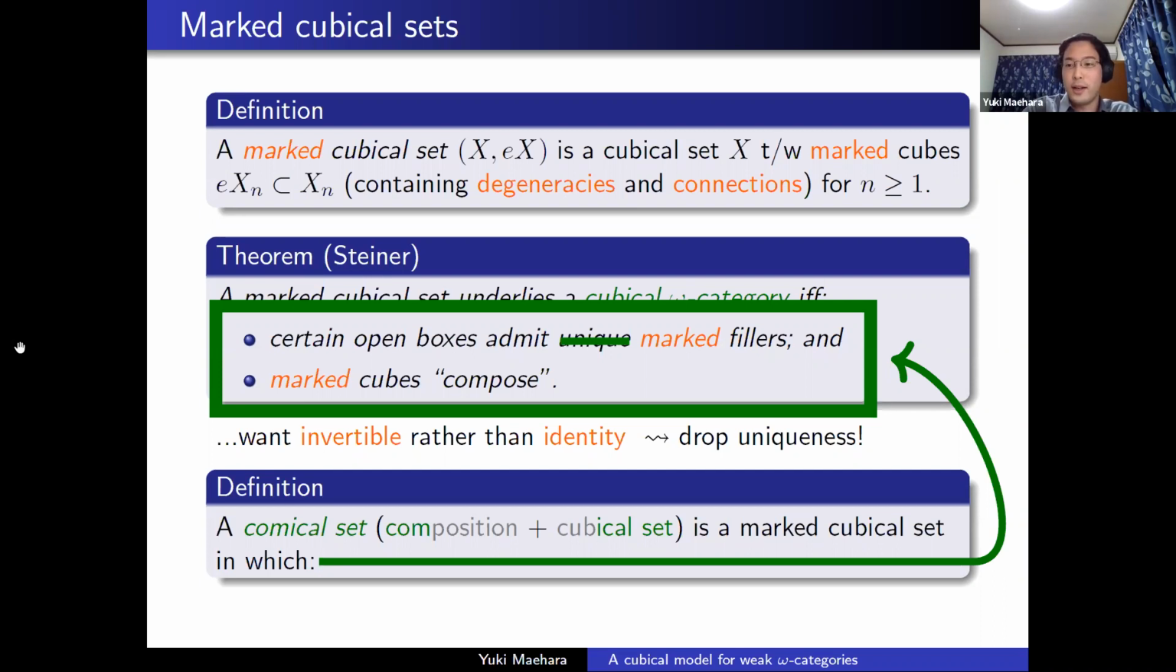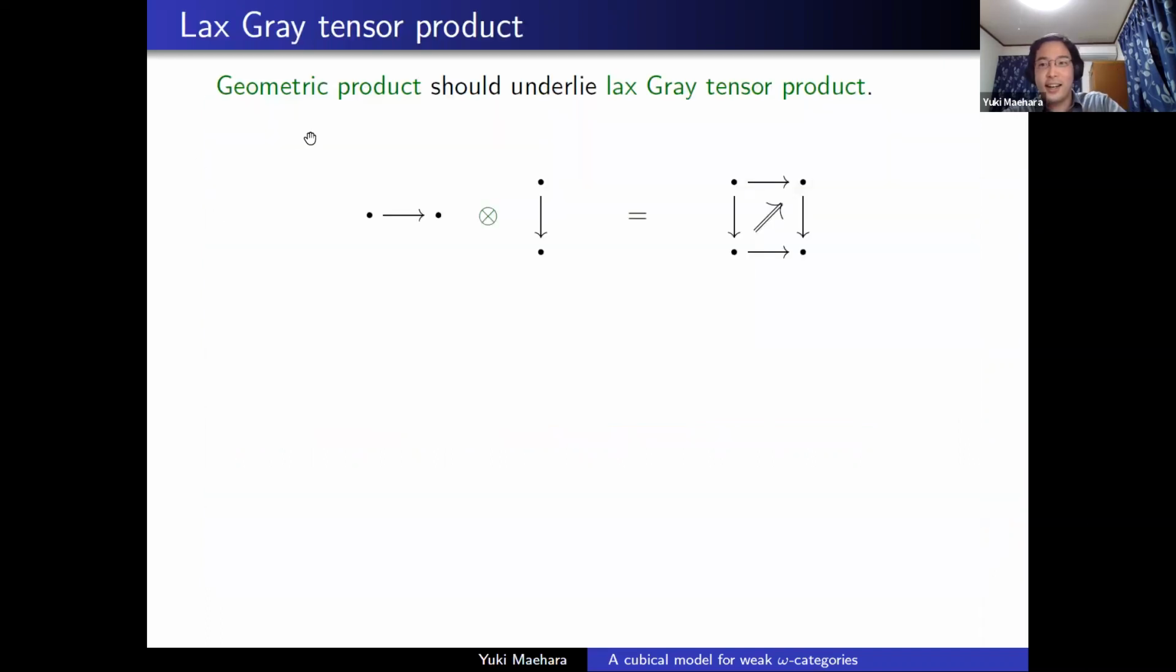our motivation for proposing this model, I mentioned the Gray tensor products. So we expected the Gray tensor products to be somehow easier to deal with in this cubical model. So now let me introduce what these Gray tensor products look like in our setting. But remember our slogan, the geometric product is where all the good features should come from. And in particular, what that means here is that the geometric product should underlie the Lax Gray tensor product.